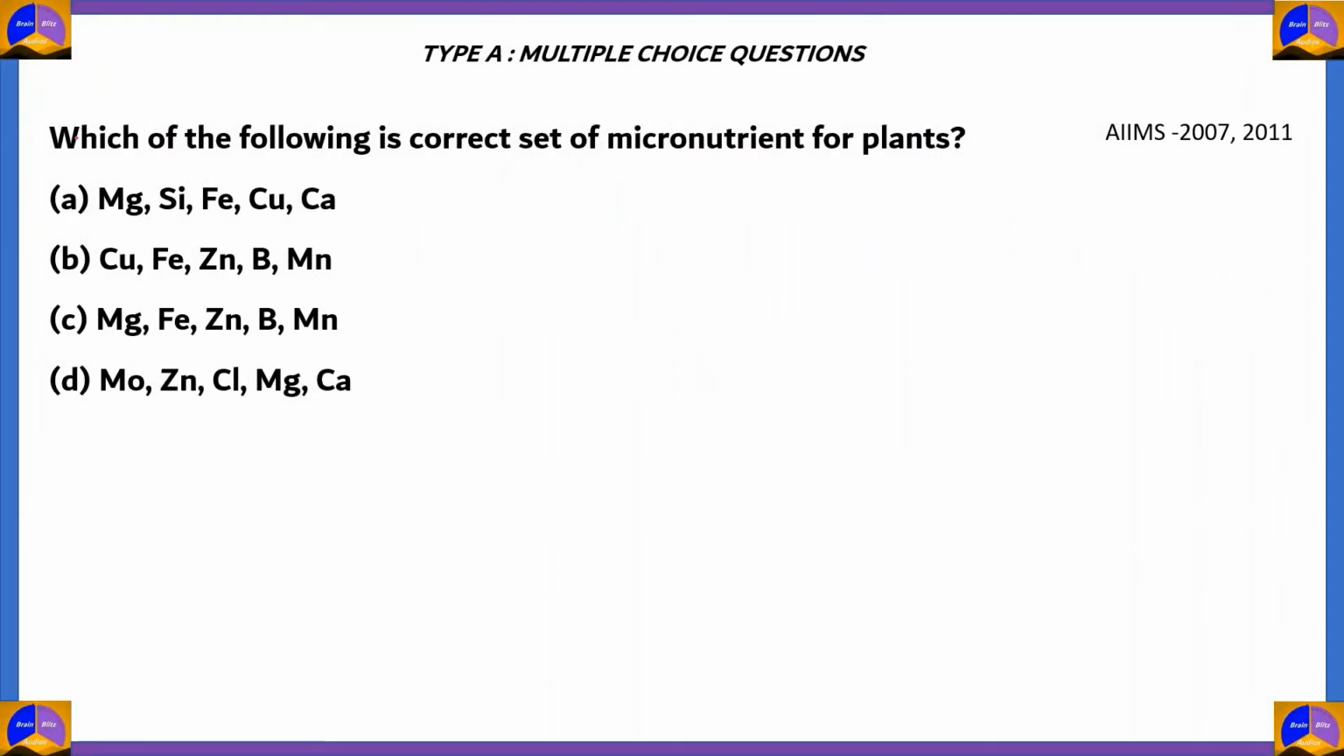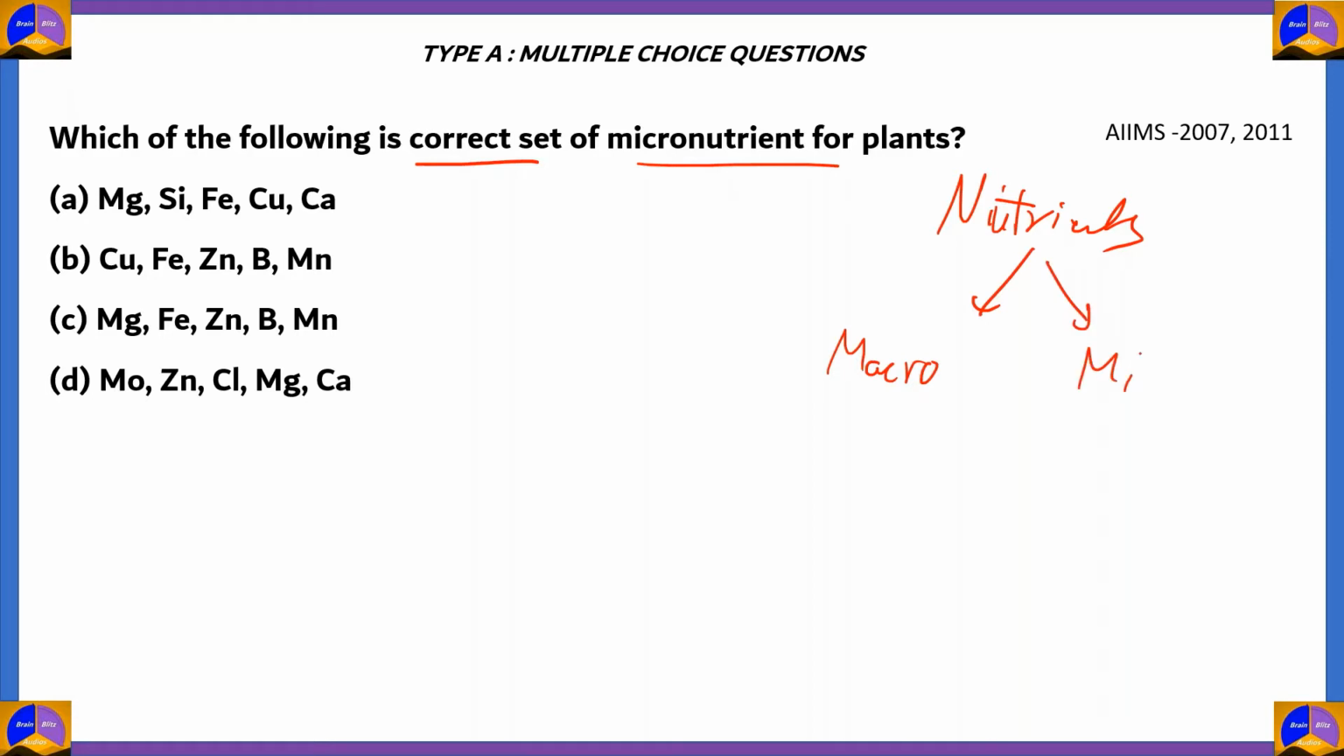Next question. Which of the following is the correct set of micronutrients for plants? Now, nutrients in plants are divided into macronutrients and micronutrients. Now, the macronutrients can be easily remembered using a mnemonic. Let's look at this mnemonic.